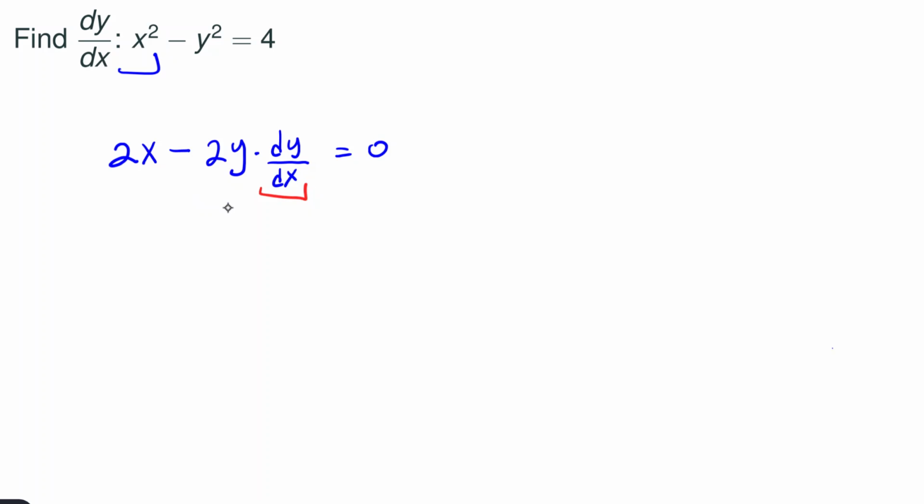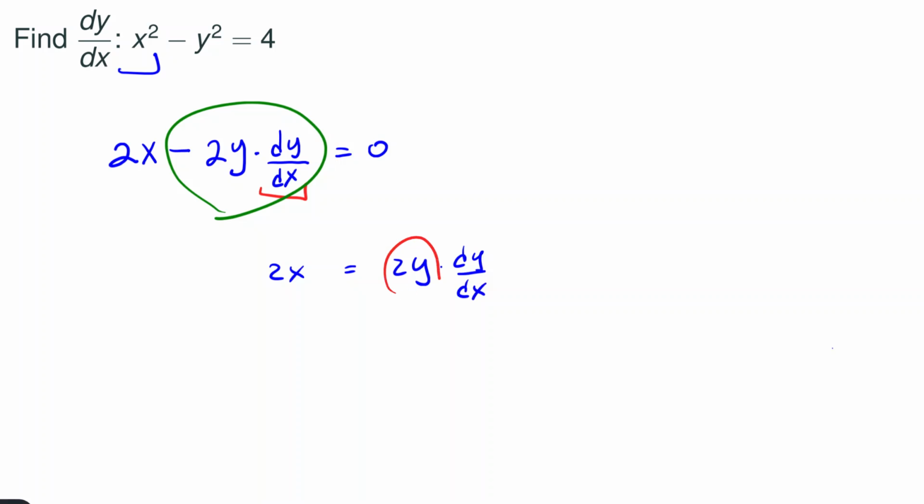So here I'm going to add this to both sides. Then we have 2x on the left side. On the right side I have 2y adding, so 2y times dy/dx. Then we need to solve for dy/dx. Therefore, we divide by 2y. So then dy/dx equals 2x over 2y, which simplifies to x over y.